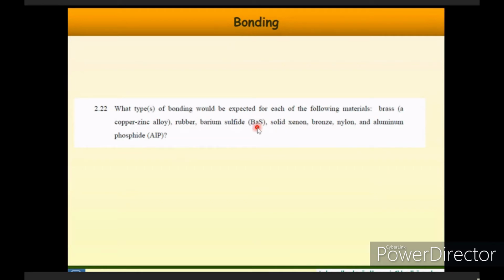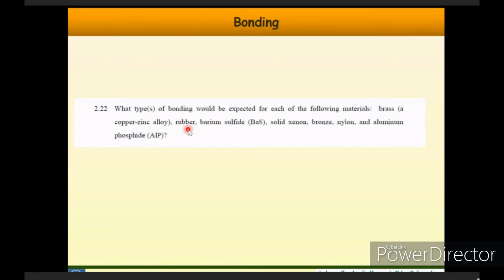For example, what type of bonding would be expected for each of the following materials? Brass. It is already mentioned here: copper, zinc. After 2-3 lectures, if somebody asks you about brass and some of us are unable to answer, it is a very important alloy, a very important metal used a lot in industrial applications, and we should keep this kind of information at our fingertips. Copper, zinc. So what kind of bonding is it? It is metallic bonding because it is a metal.